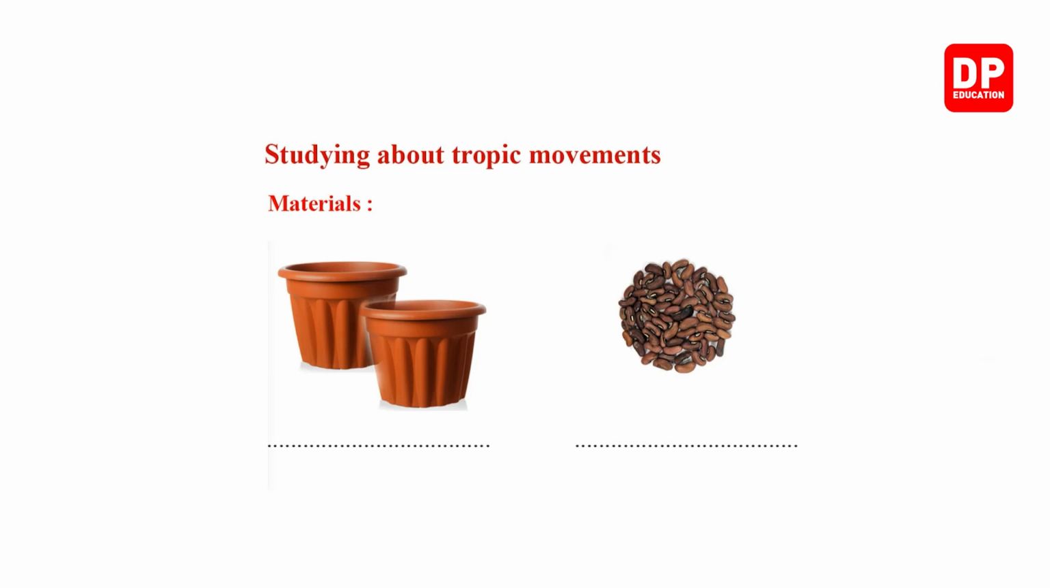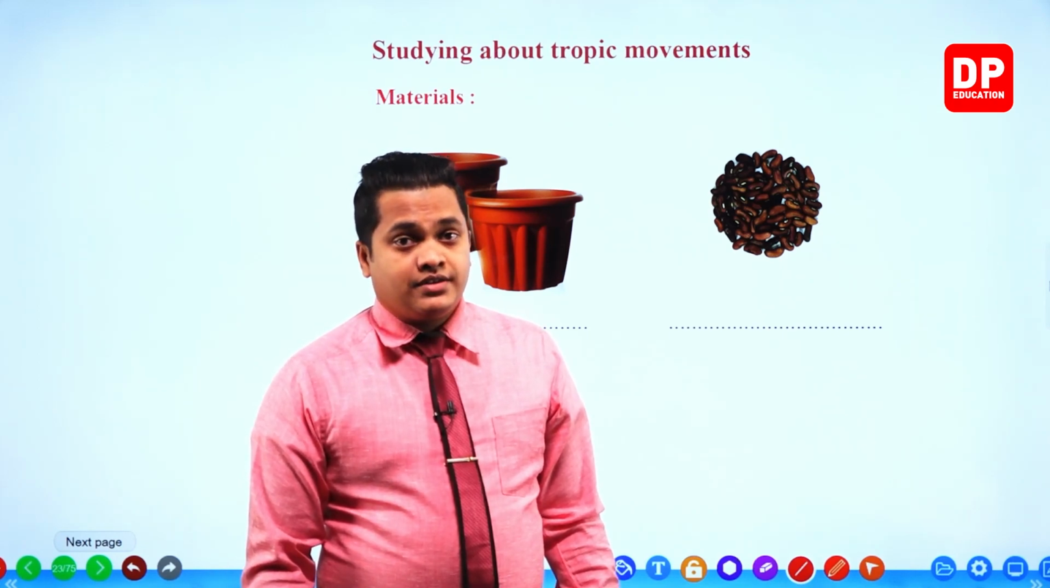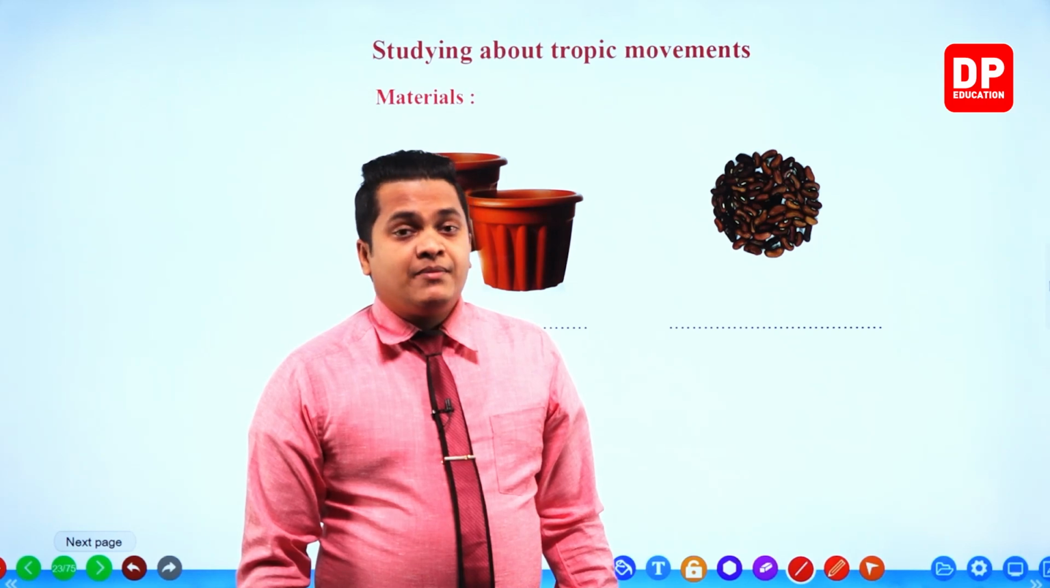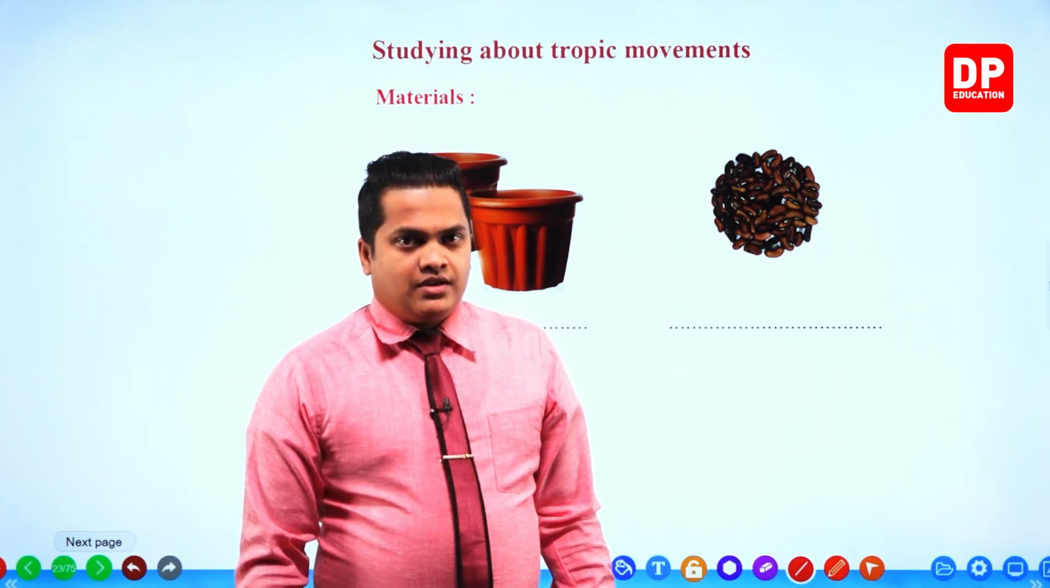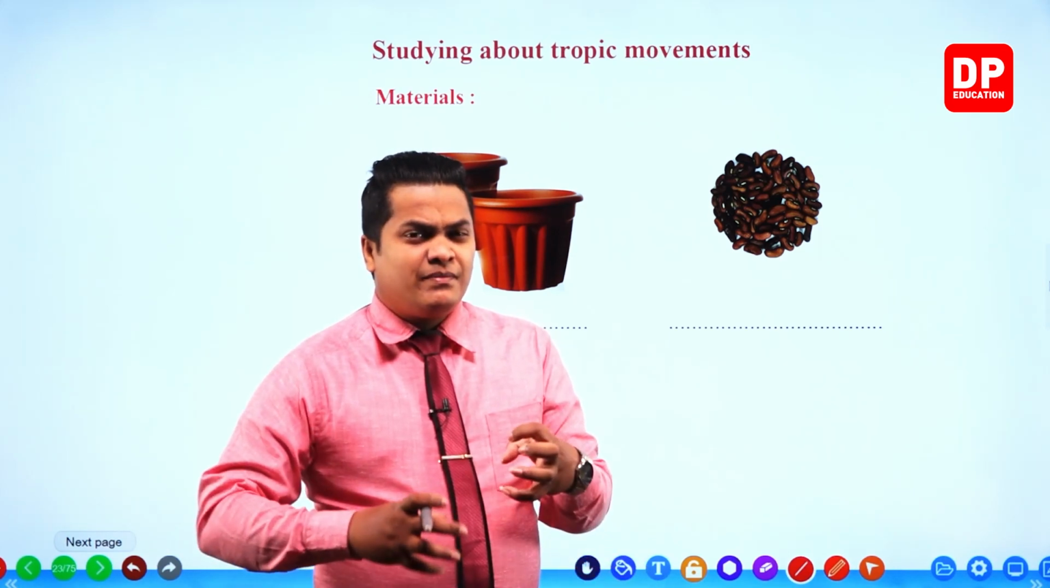Right then. Now we are going to study about the trophic movements. So here, my dear children, we are going to do a special kind of activity. Within this activity, we are going to plant several pea plants. You can use green gram plants if you want. However, we'll be using several pea plants.